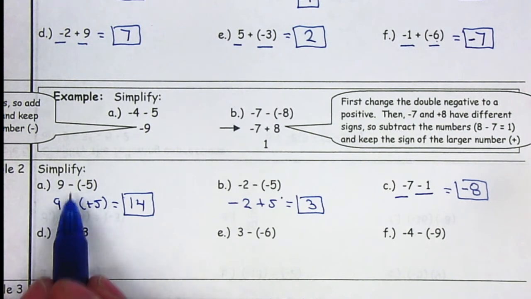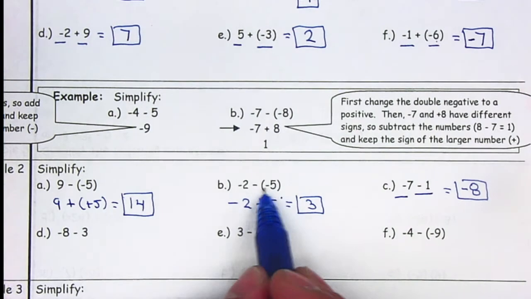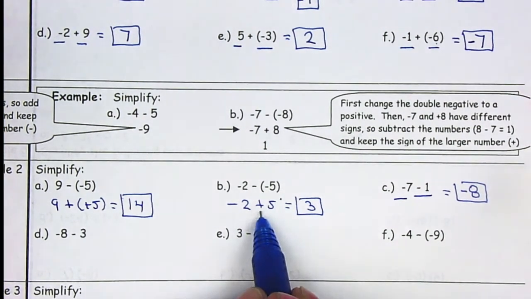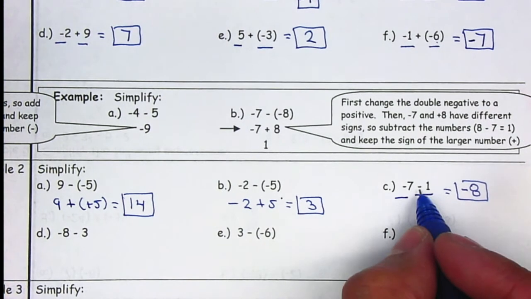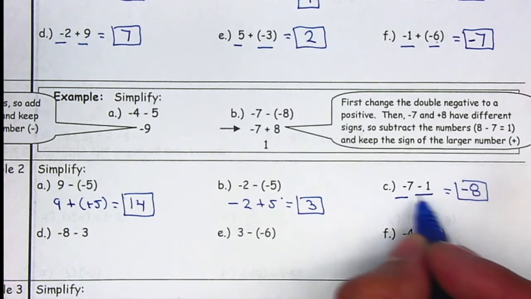We can change the subtraction to an addition and make this the opposite. Or we can just say 2 negatives make a positive. Negative times negative is a positive. Or we can also think of this negative belonging to the 1. So we have a negative 7 and a negative 1. Same sign, we add and keep the sign of the bigger number.